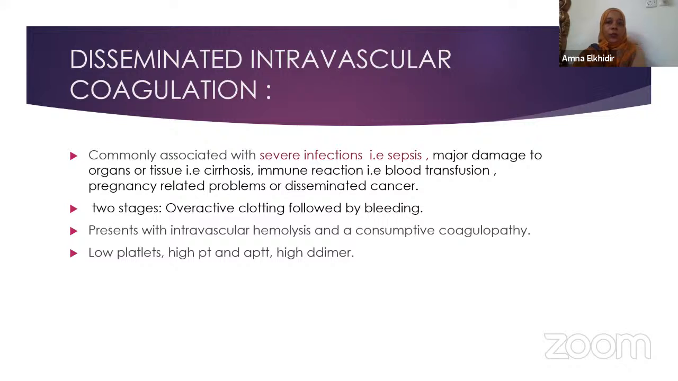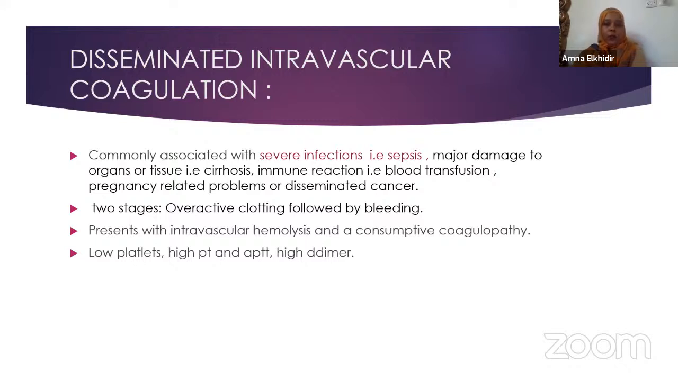Most common cause is sepsis, or due to major damage in organs, such as liver cirrhosis, or due to immune reactions, just when we have blood transfusion. It can also be due to pregnancy-related problems or disseminated cancer. We have two stages in DIC. First there is overactive clotting, there is thrombosis, and then it's followed by consumption which leads to bleeding.